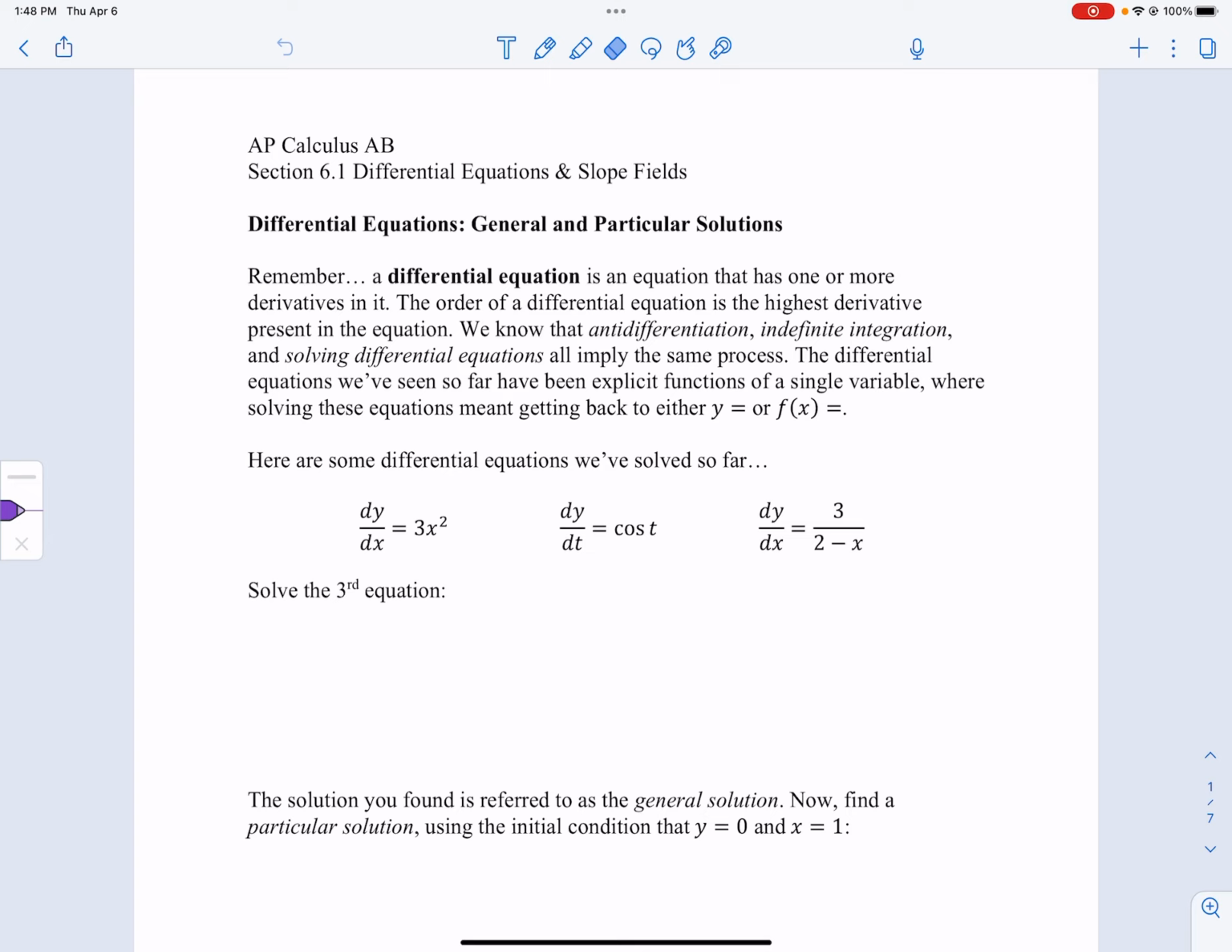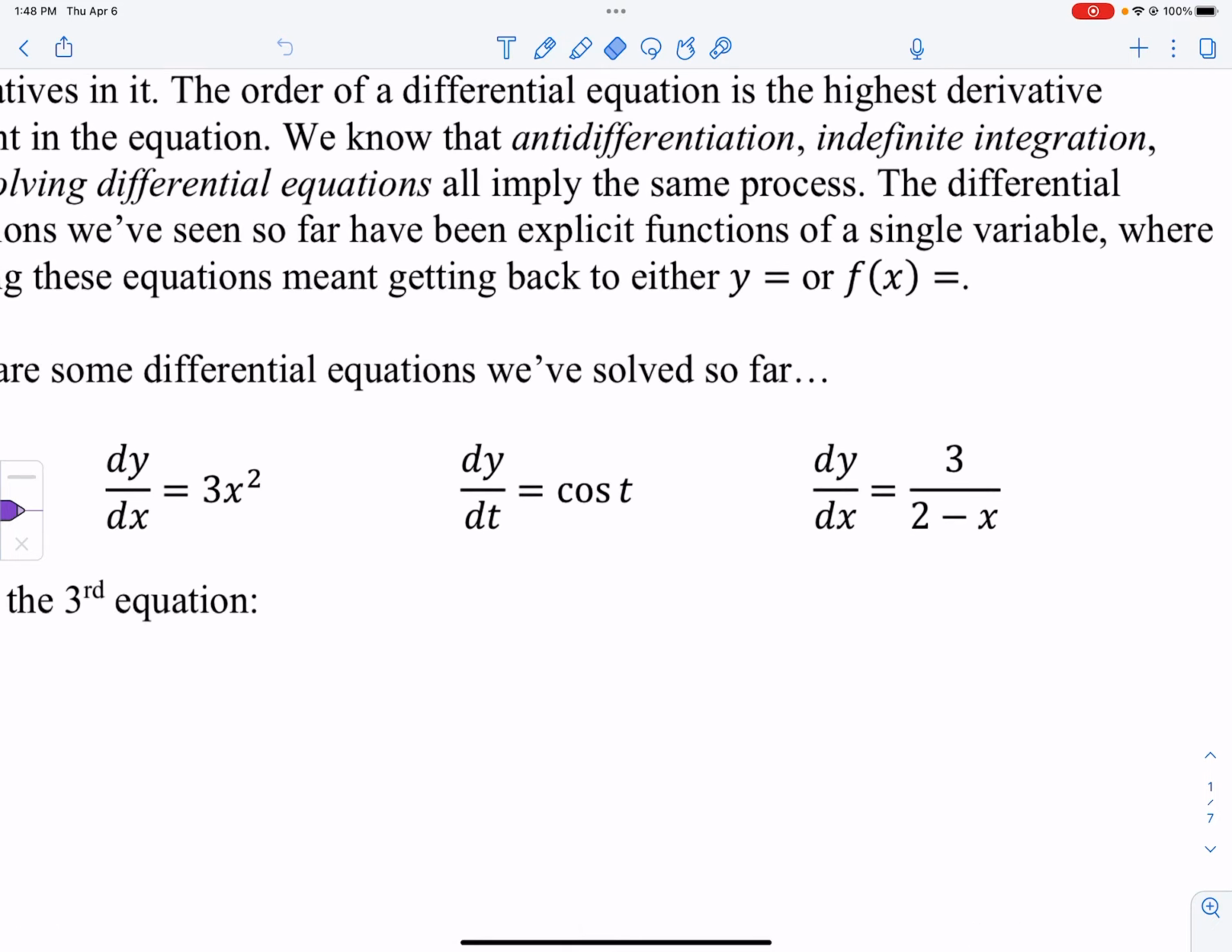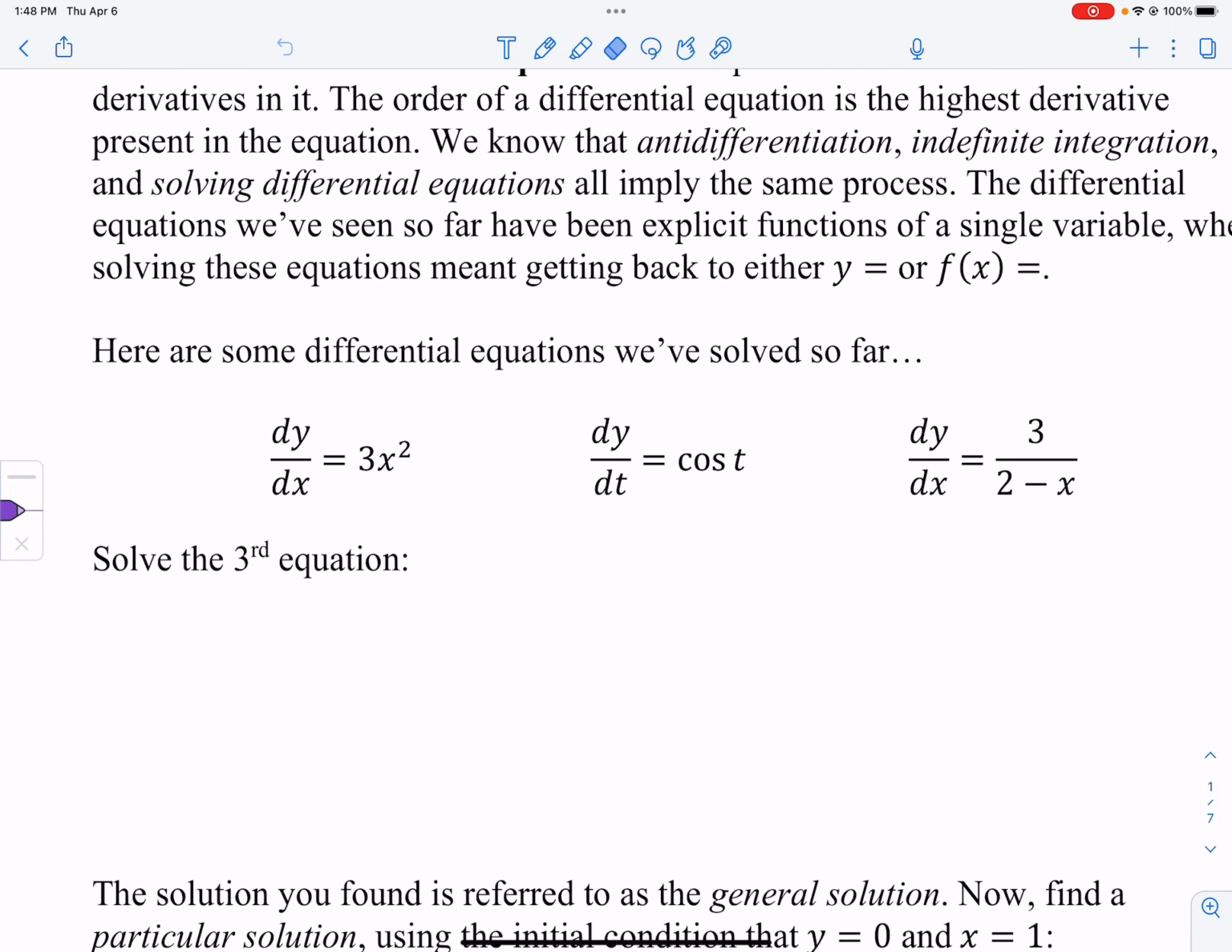The differential equations that we have seen so far have been explicit functions of a single variable, where solving these equations meant getting back to y equals or f of x equals some rule that's in terms of x. So here are some differential equations that we have solved so far.